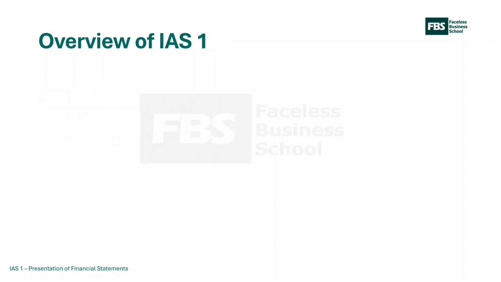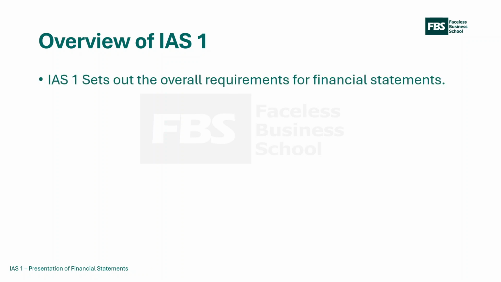Overview of IAS 1. IAS 1 Presentation of Financial Statements sets out the overall requirements for financial statements, including how they should be structured, the minimum requirements for their content, and overriding concepts such as going concern, the accrual basis of accounting, and the current or non-current distinction.